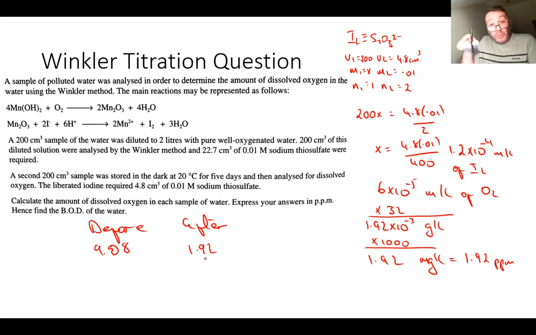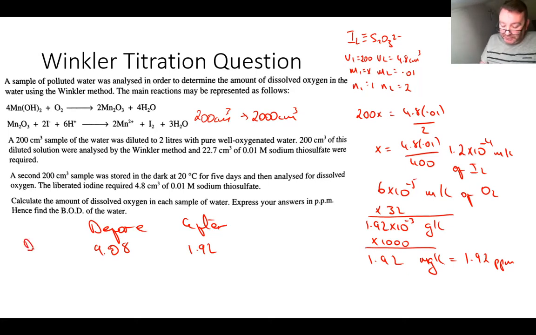However, didn't we dilute the water beforehand? Didn't we dilute the 200 centimeters cubed to 2 liters? And if 200 centimeters cubed is being diluted up to 2 liters, which is 2,000 centimeters cubed, that means we've got to multiply both of these by 10 in order to bring them back to the original. So this is the diluted one, and I want to go back to the original one. So that means I've got to multiply by 10, which gives me 90.8 parts per million, and this one here gives me 19.2 parts per million.